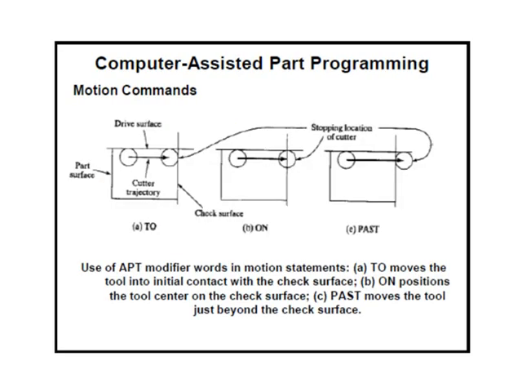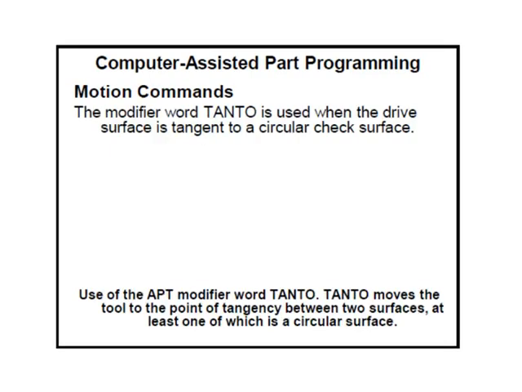The tool can go TO the checkpoint, that is, go up to the checkpoint. Next, ON the checkpoint. Third, PAST the checkpoint, where the tool has to go past the checkpoint. TANTO, where the tool has to move tangent to the circle. These are the 4 modifier commands in the motion commands.